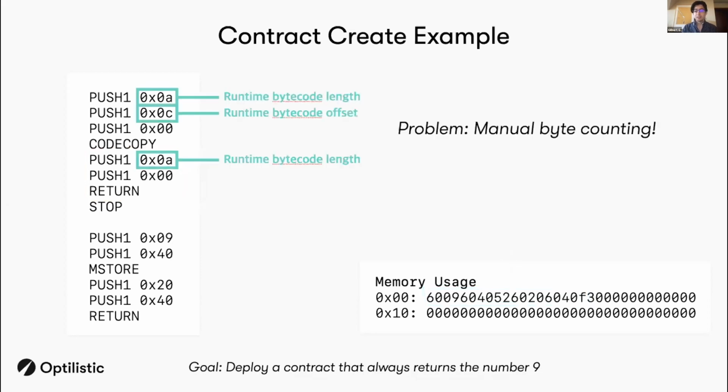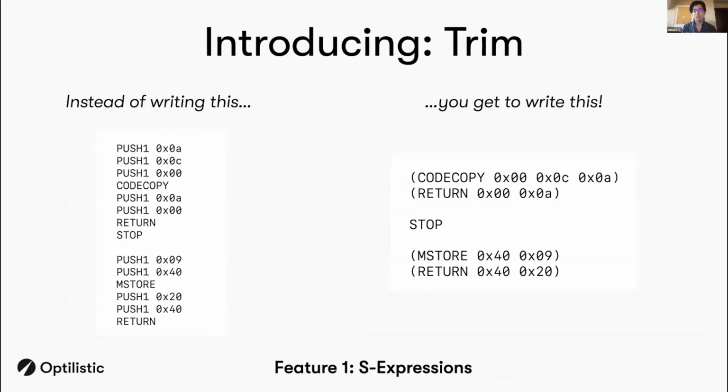So this works, but there's a problem. We are hard coding some bytes, and when you're writing code, you definitely do not want to be manually counting bytes so that you can just get it to run. Adding one line of code will cause these values to be wrong, and that's really bad. So that is the motivation behind the language Trim.